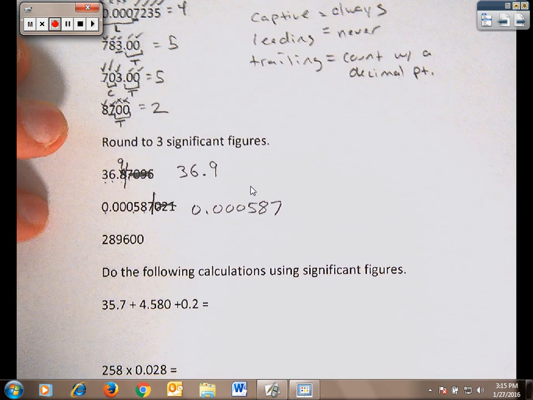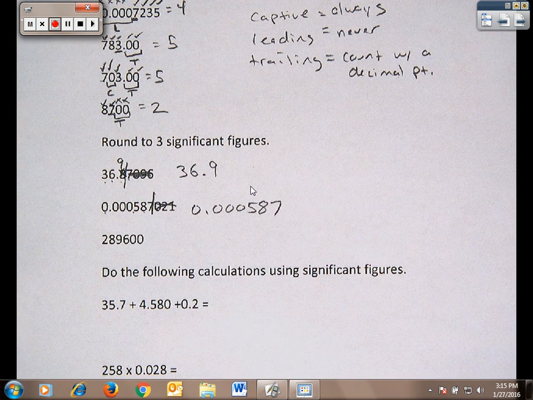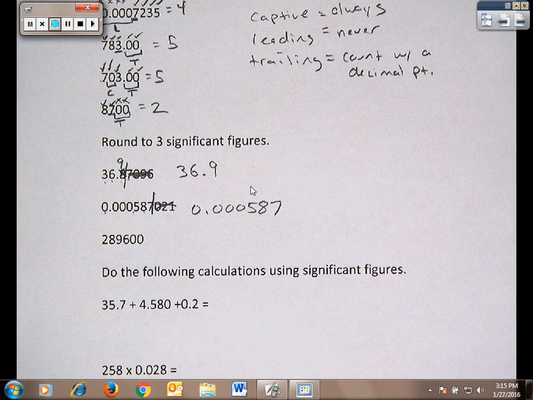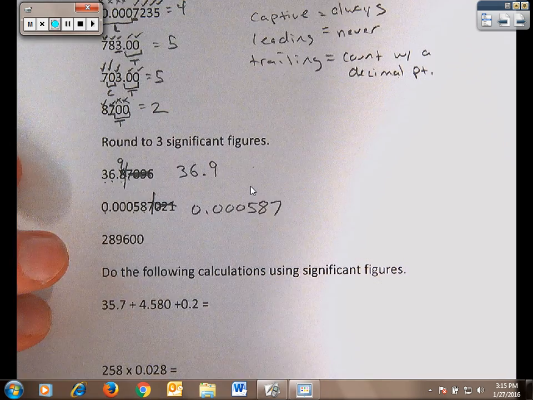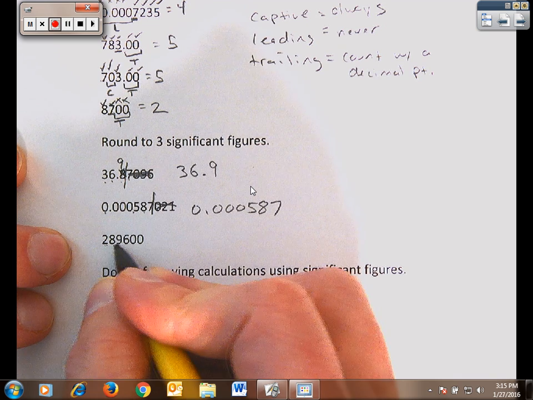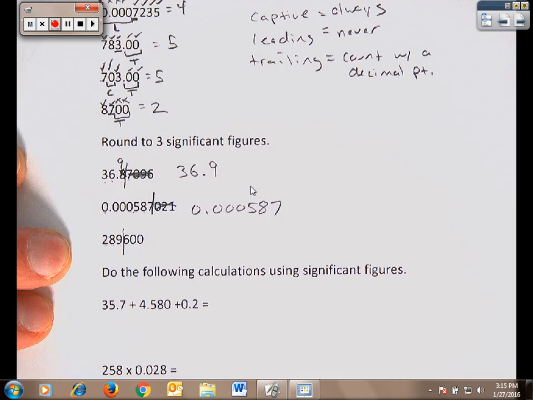0.000587 is the rounded answer. Again, we didn't start at the end and work our way forward. We only looked at what's immediately following. Finally, this one. We can start at the beginning again because we start with a non-zero number. 1, 2, 3. Cutoff is there.